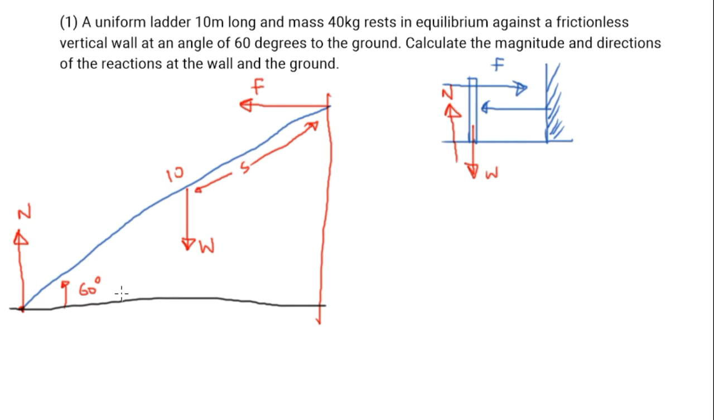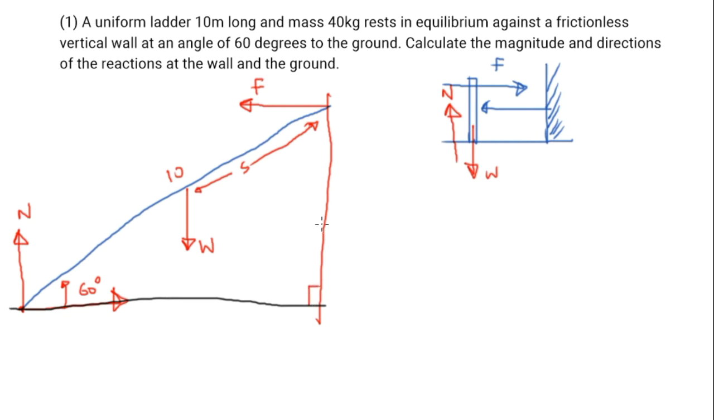Now, notice that the ground has friction. The friction helps the ladder not to slide forward. So the friction will be directed in this direction so as to prevent the ladder from sliding forward. Now notice that the triangle that is being formed is a right angle triangle.